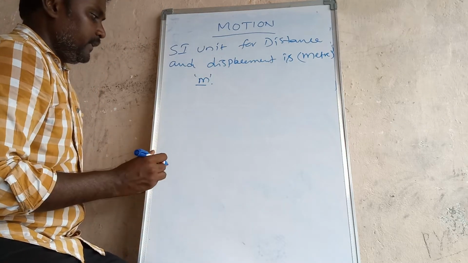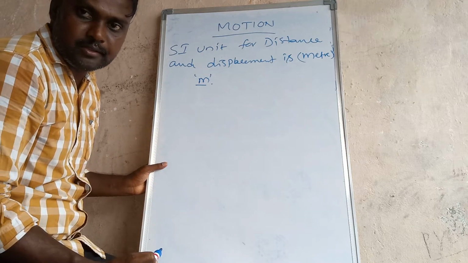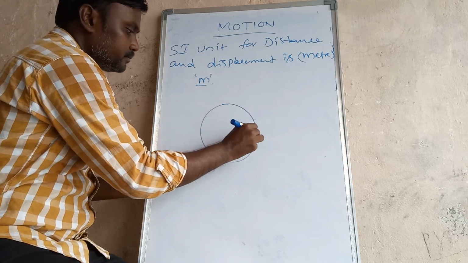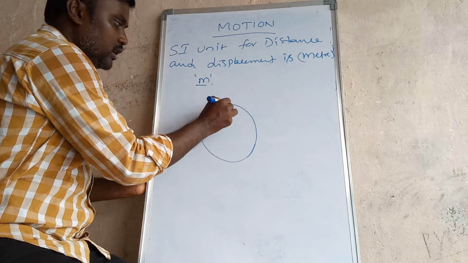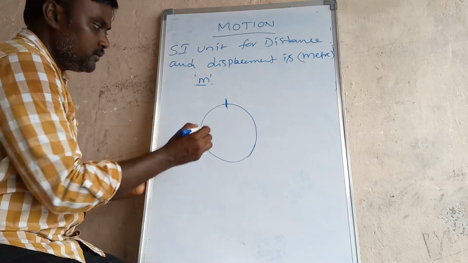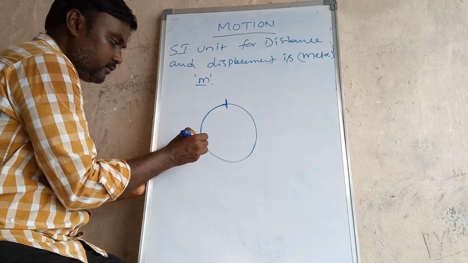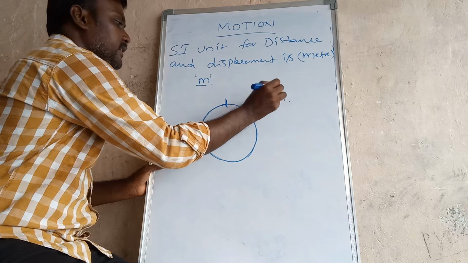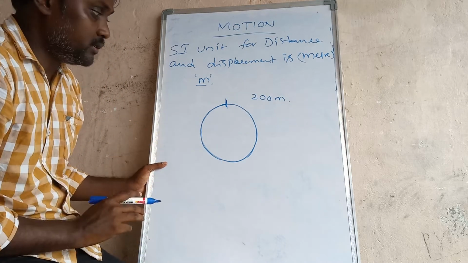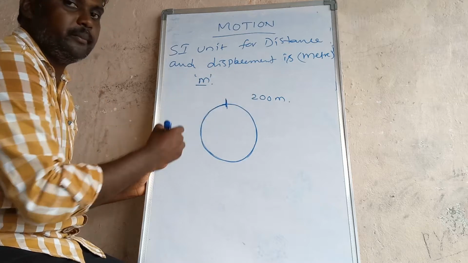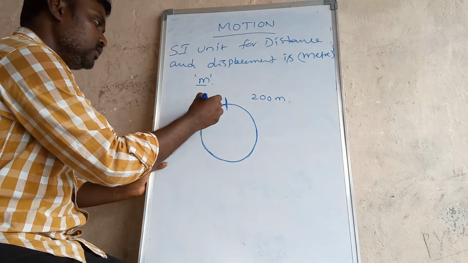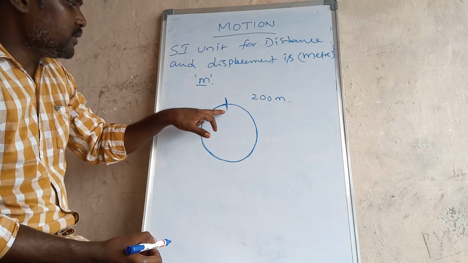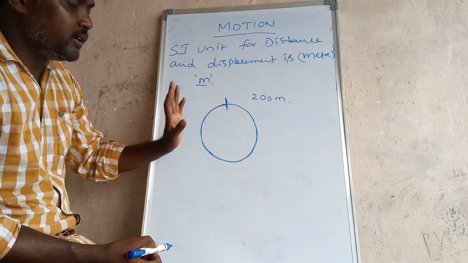Okay. Have you seen an Olympic running race? I think so. Suppose it is a 200 meter race, and here an athlete starts his race. Once he completes one round, that is the completion of 200 meters. Let us say this total is 200 meters. So all will start here, and whoever reaches this in the least time is the winner.